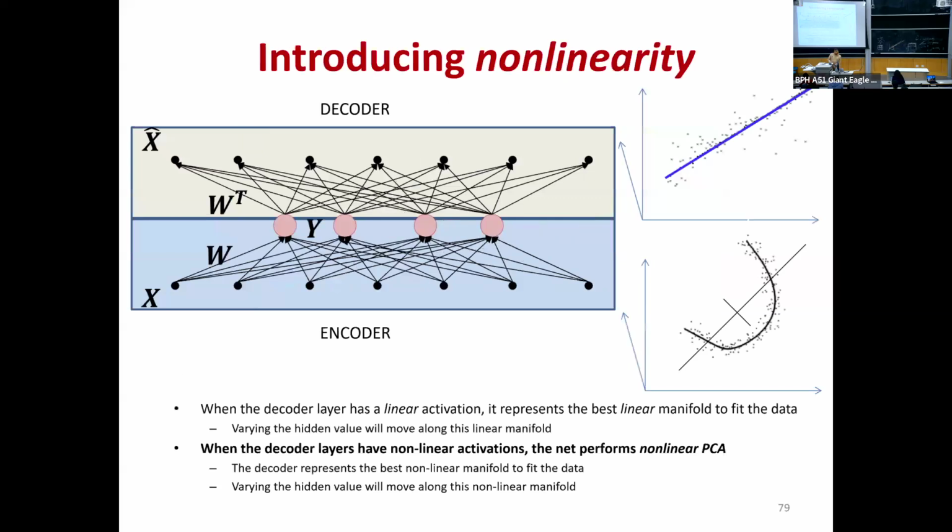So now I can introduce a non-linearity. And let's say I begin introducing non-linearities in the decoder. We saw that if the decoder layer has only linear activations, then it can only reconstruct a linear manifold, a linear subspace. But if you have non-linearities, we saw earlier that non-linearities fold the space, fold the manifold, right? So now the decoder can reconstruct data on curved surfaces. So what the decoder is doing now is to represent the best non-linear manifold to fit the data.